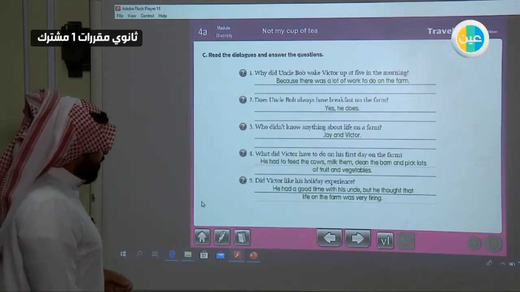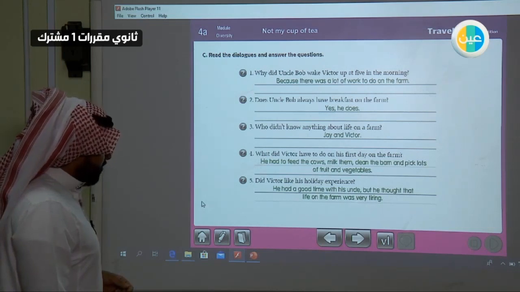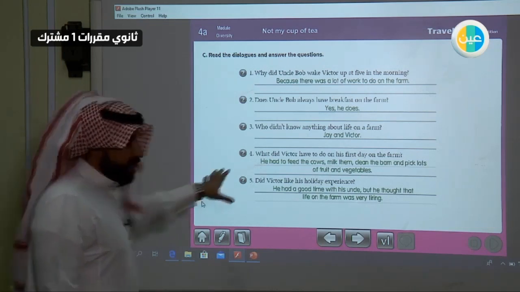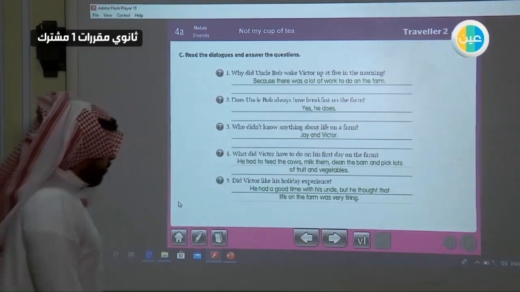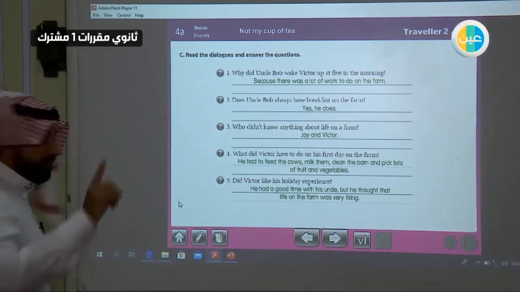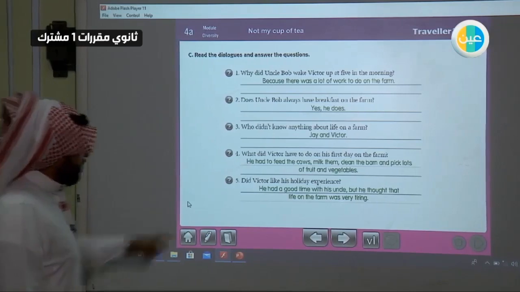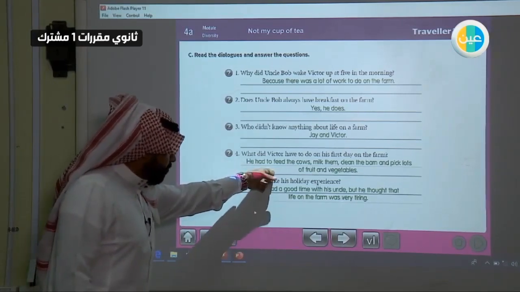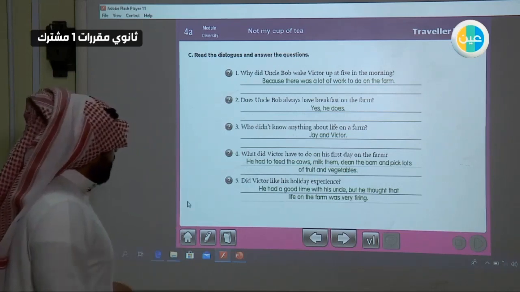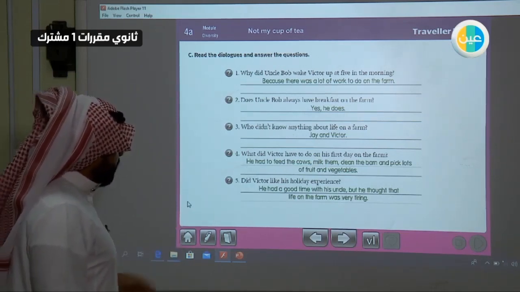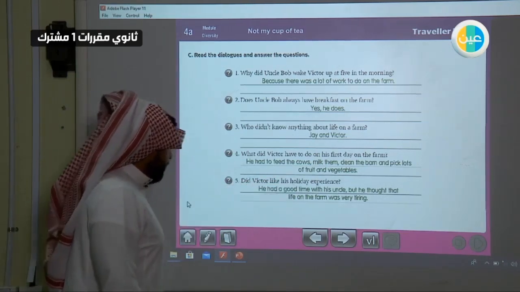What did Victor have to do on his first day on the farm? What is the task, the chores that he had to do on the farm on the first day? He had to feed the cows, give food, milk them, to take the milk out of cows, clean the barn and pick lots of fruit and vegetables.